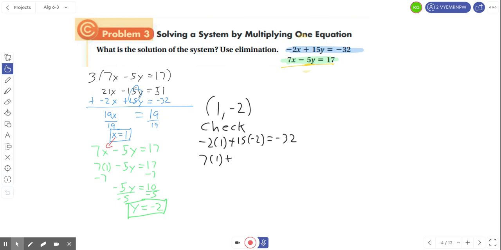7 times 1 plus, nope, not plus, minus 5 times negative 2. That's negative 10. Oh, but it's minus negative 10, so it's like plus 10. So this is like 7, and this is basically minus negative 10, which is the same as plus 10, which is 17, just like it's supposed to be.